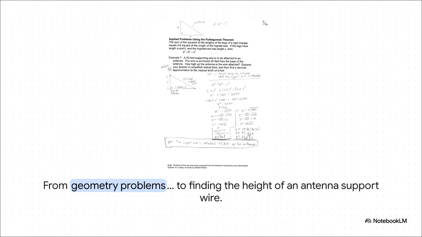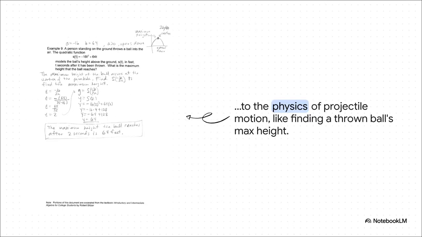Check this out. A 50-foot wire is attached to an antenna, 20 feet from the base. How high up the antenna is it attached? Well, the good old Pythagorean theorem, a squared plus b squared equals c squared, sets up the problem. And as you can see, this leads you straight to a quadratic equation. In this case, there's no middle x term, so the simple square root property gets you the answer in seconds, about 45.8 feet.